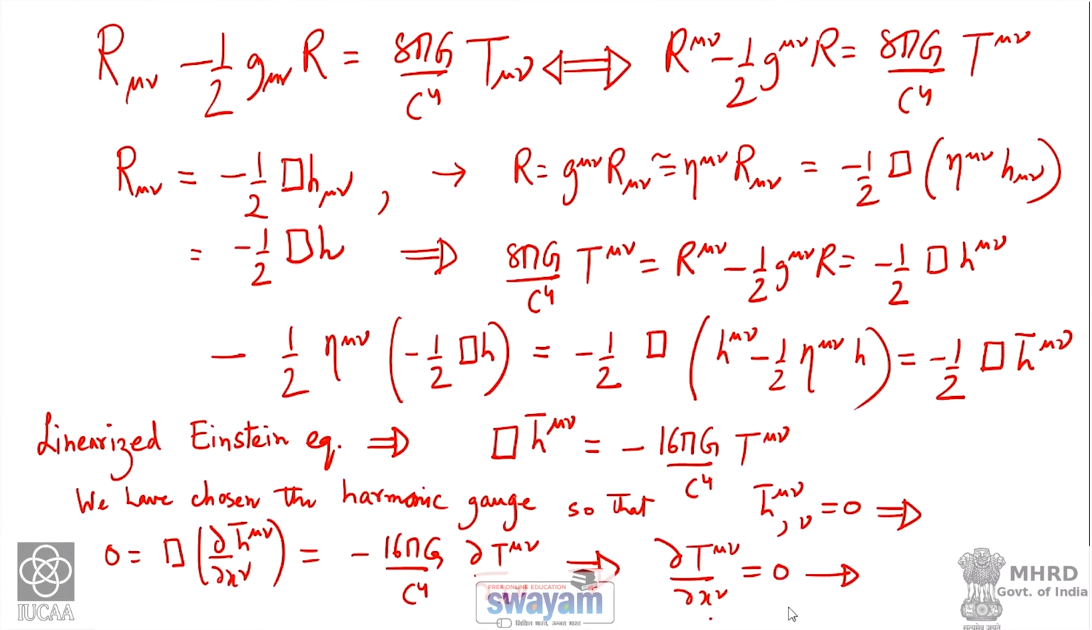This is essentially telling us that energy and momentum of matter is locally conserved. Okay. But can we get a solution? After all, we have derived box of h bar_{μν} is given by this expression. Is there a formal solution to this? And for the formal solution to such an inhomogeneous differential equation, we normally use the Green's function technique.